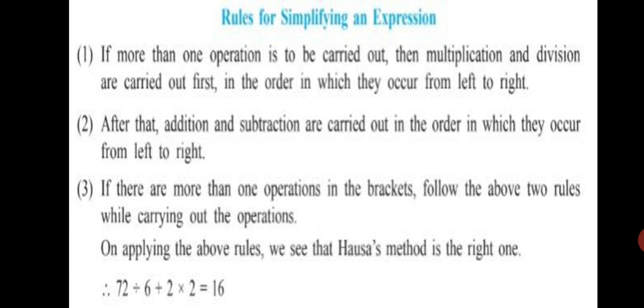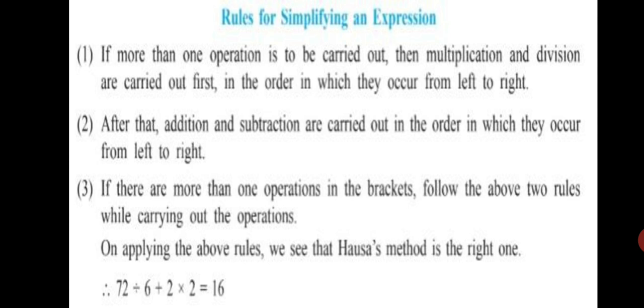Second rule, after that, addition and subtraction are carried out. So once you are done with multiplication and division, whichever comes first, solve it first. Then go to addition and subtraction. They are also carried out in the order in which they occur from left to right. That means if addition is first in the sum, you will do addition and later subtraction. If subtraction comes first, then subtraction. So multiplication and division will be given top priority in your expression to be solved first, and then addition and subtraction. Now, this is when the expression is in one line as we saw just now, without brackets.